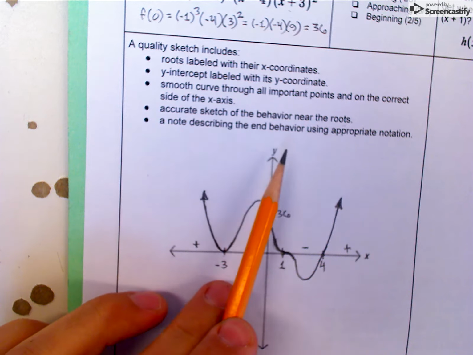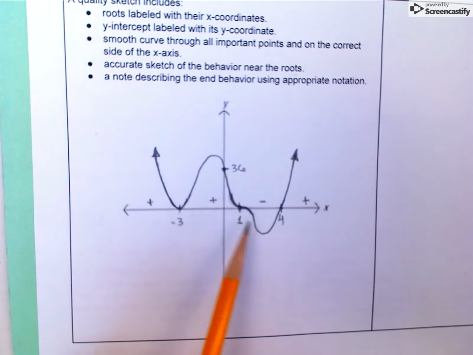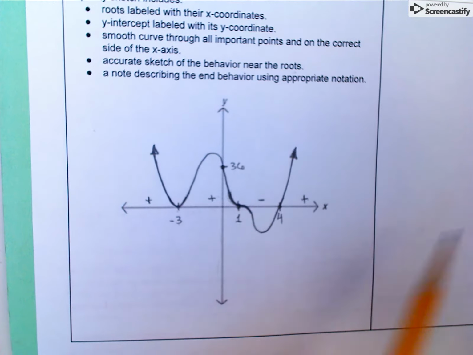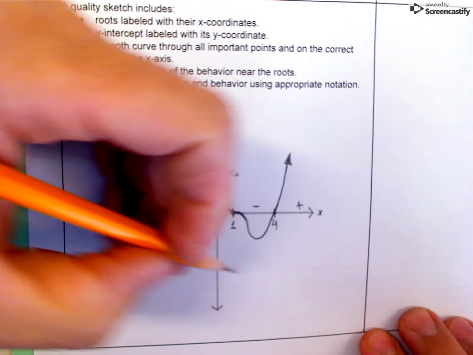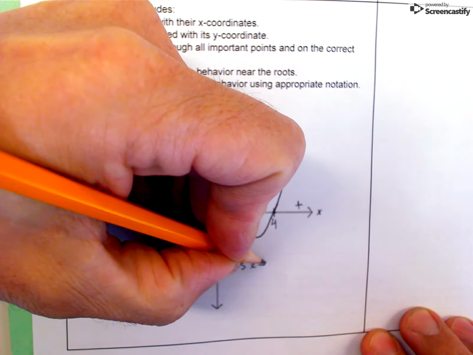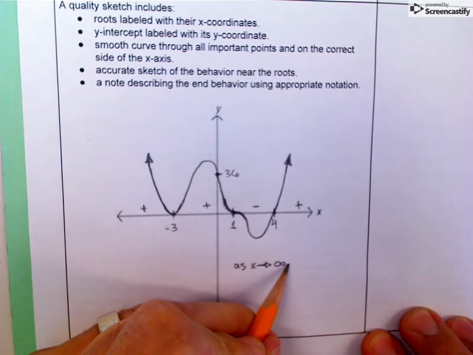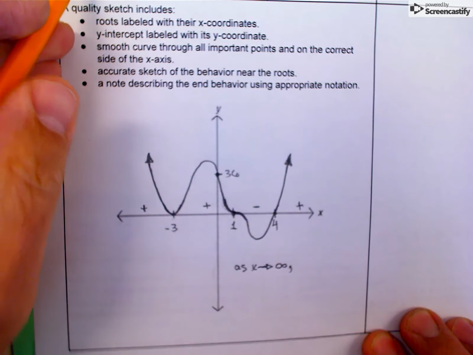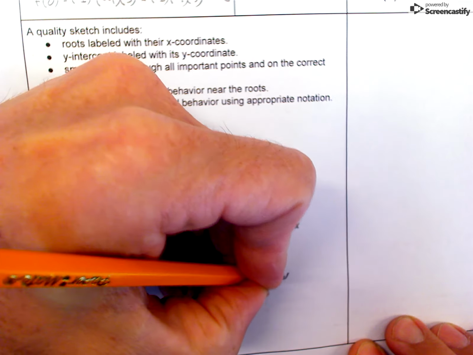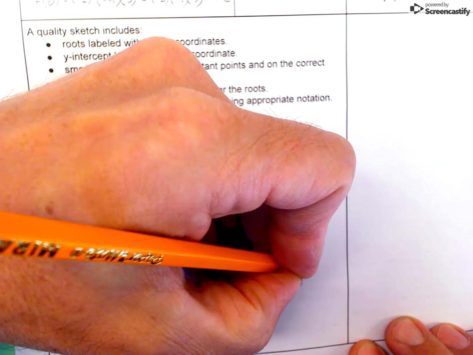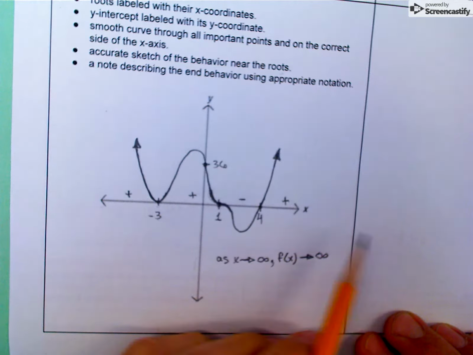And finally, a note describing the end behavior using appropriate notation. So let me just think about what happens as x goes to positive infinity. This graph also goes to positive infinity. So I'll record that here as x goes to or approaches infinity, comma. Name of my function is f of x. So I will say that f of x also approaches positive infinity. That's one end of my graph, the positive end.